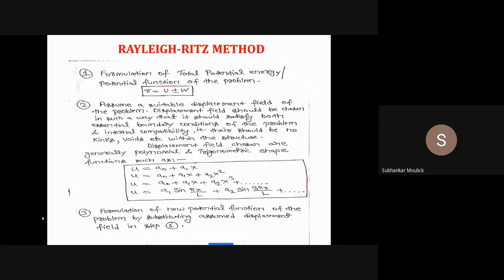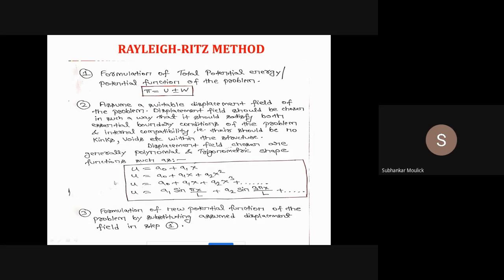What we will do in the third step is substitute the assumed displacement field, after applying the essential boundary condition, in the total potential energy. Normally we calculate the residual, but here we have already formulated the governing differential equation of the problem in terms of the potential energy approach, which is an integral equation. So I will not use the residue.